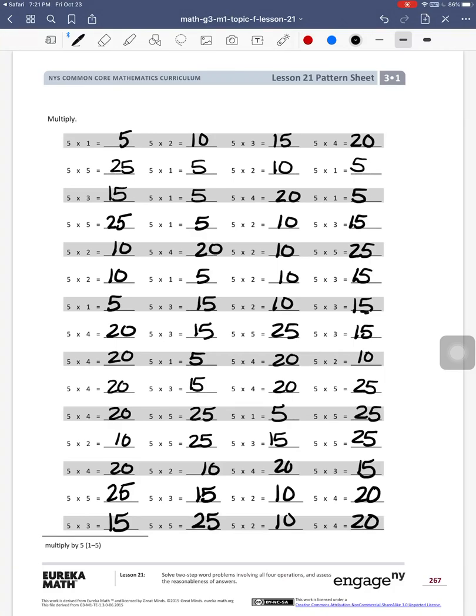Module 1, Lesson 21. Check your pattern sheet by pressing pause on this video. Once you're done, you may press play and check your problem set along with me.